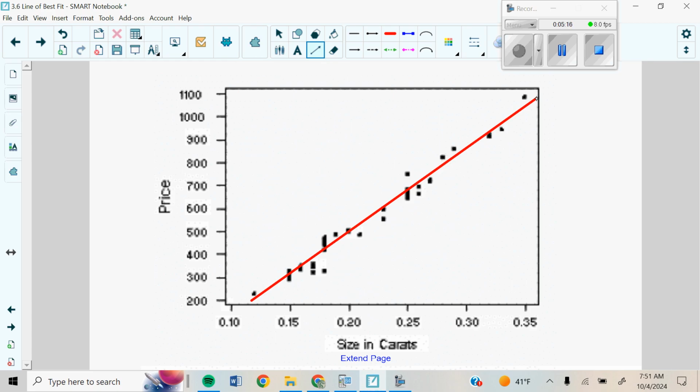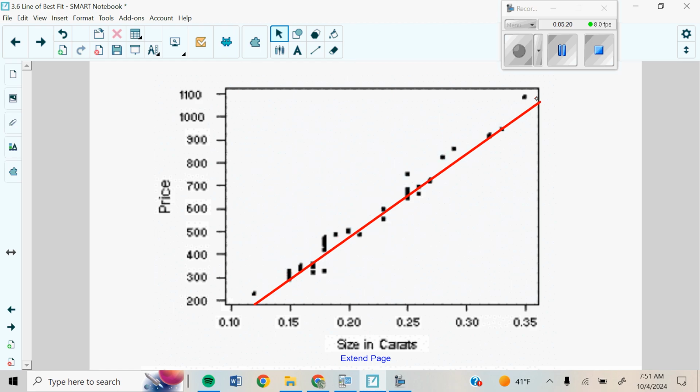So you may look at this and go, ooh, I would adjust the line down a little bit, or maybe I adjust the line up a little bit, and that's fine. Like I said, each of ours are going to be ever so slightly different.